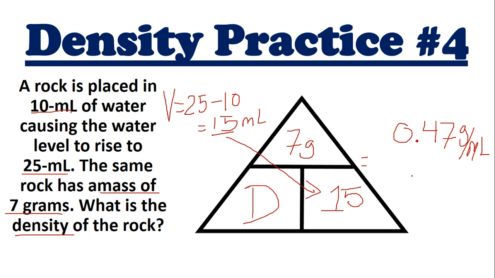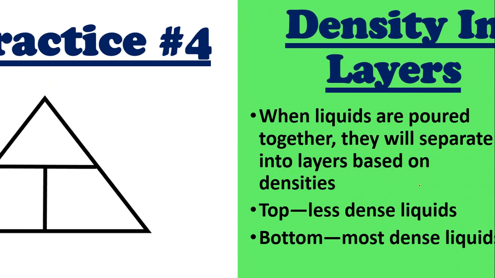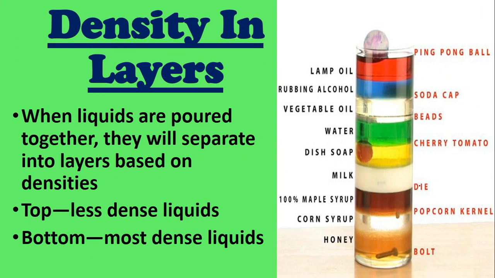I want to add a question. Would this sink or float in water? Well, the value is below 1, so it would float. There is a rock that floats. Now, why would we need to know density other than sink or float? Well, density can form layers. So when liquids are poured together, they will separate into layers based off density. At the top will be the least dense liquid, while at the bottom here, you're going to have the most dense liquid.